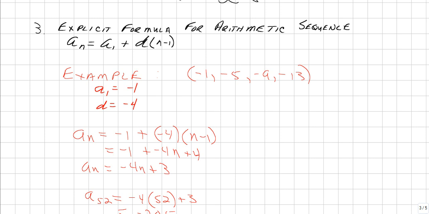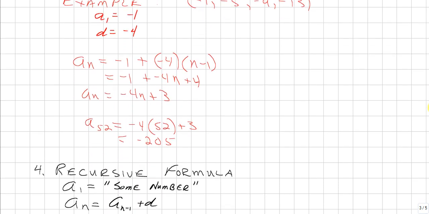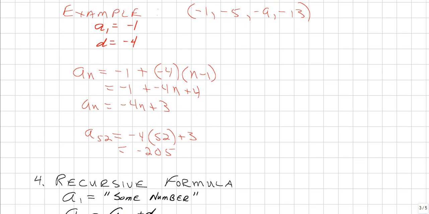Then if I wanted to find some term in that sequence, let's say the problem said, okay, find the 52nd term. Well, remember, here's my explicit formula for that particular sequence. I would plug 52 in for n. It's a subscript, so it's saying the 52nd term is equal to negative 4 times n, and I'm looking for the 52nd term, so n is 52, plus 3, which would evaluate to negative 205.